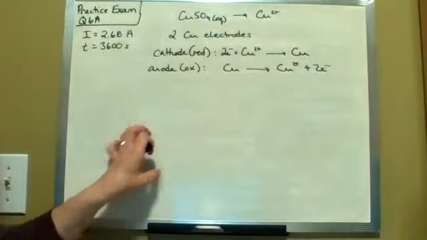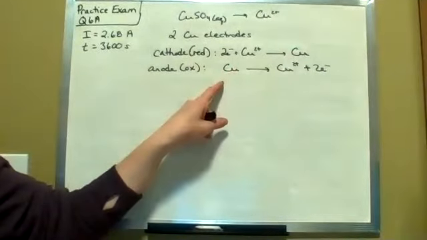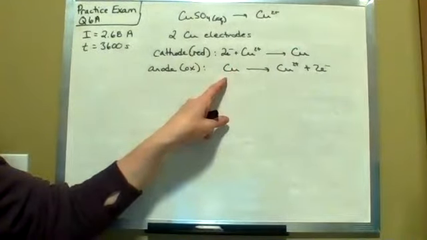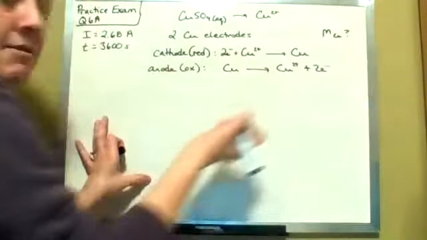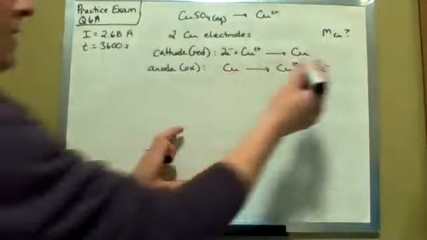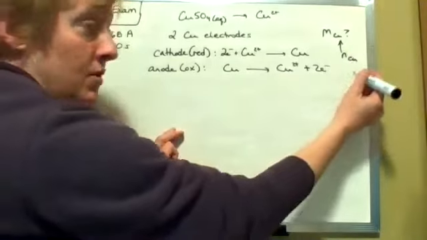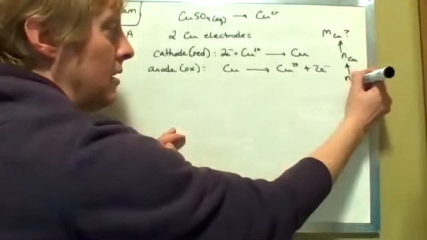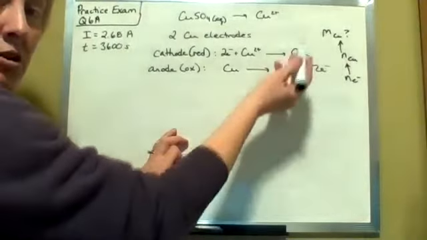So the question is wondering how much copper is generated at the cathode, and how much copper is lost from the anode in mass. So we want to find the mass of copper for each of those. To find mass of copper, we need moles of copper. To find moles of copper, we need moles of electrons, and then we can use our balanced equations to go up the chain.